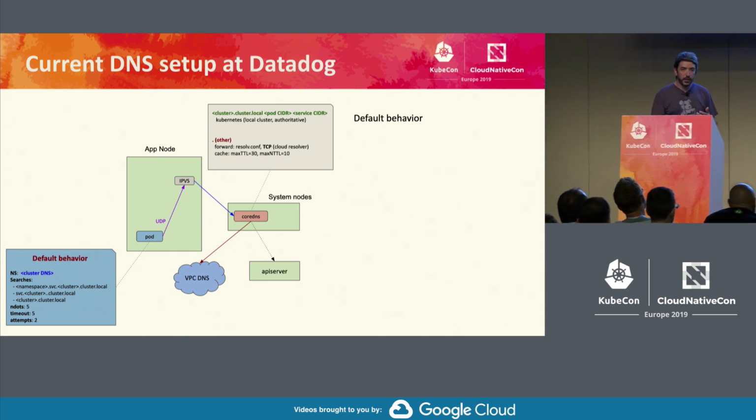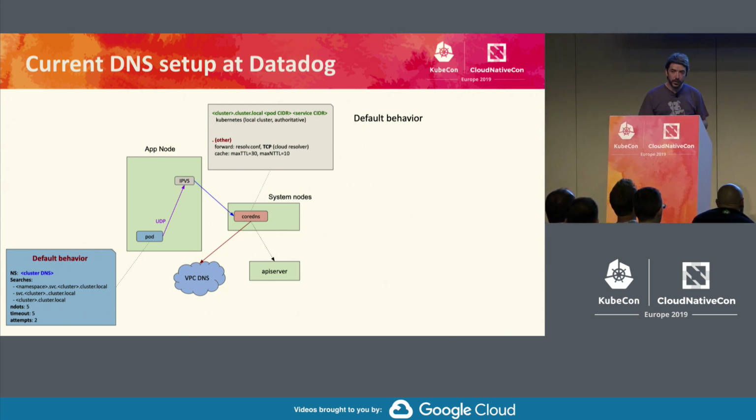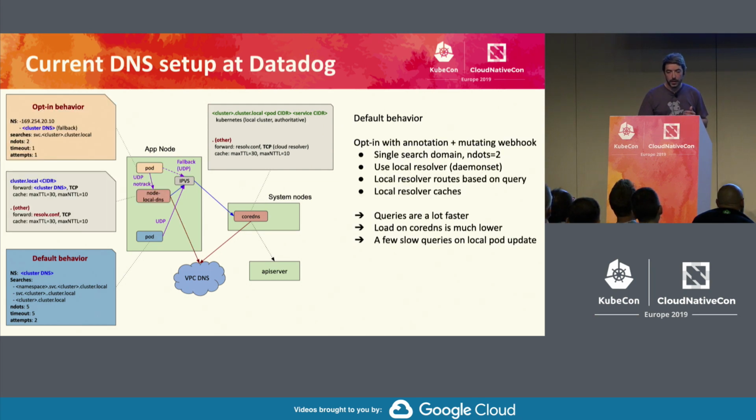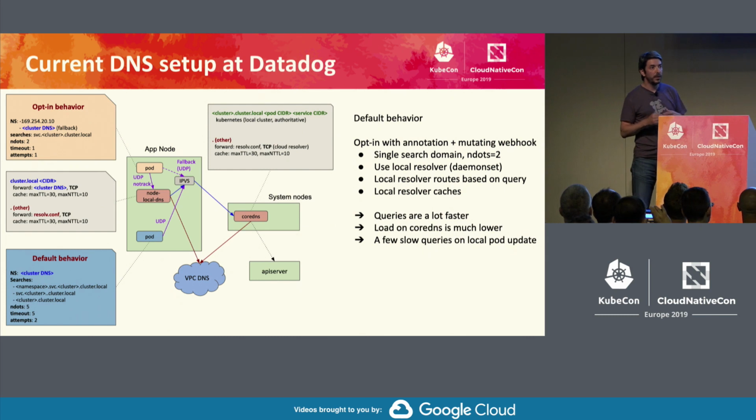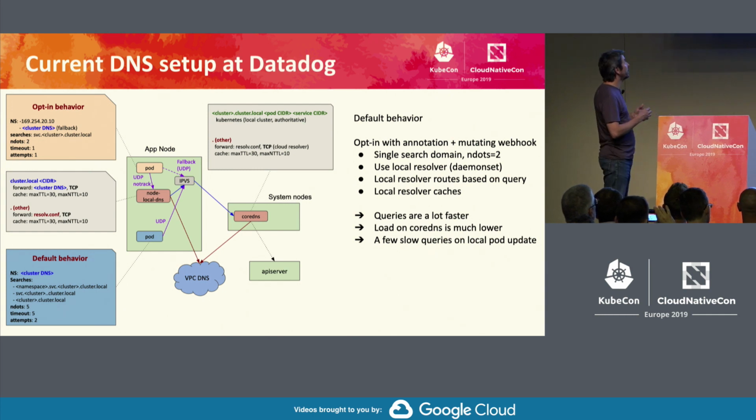As Bowei was saying before, this leads to a few issues, and we had quite a few outages with this design. For applications that do a lot of queries, and I'm talking about thousands of queries per second, this design is pretty inefficient. So we introduced an alternative that's opt-in. People can just add an annotation on their pod, and we have a mutating webhook that is going to modify the DNS configuration of the pod. And you can see here the configuration of the pod.